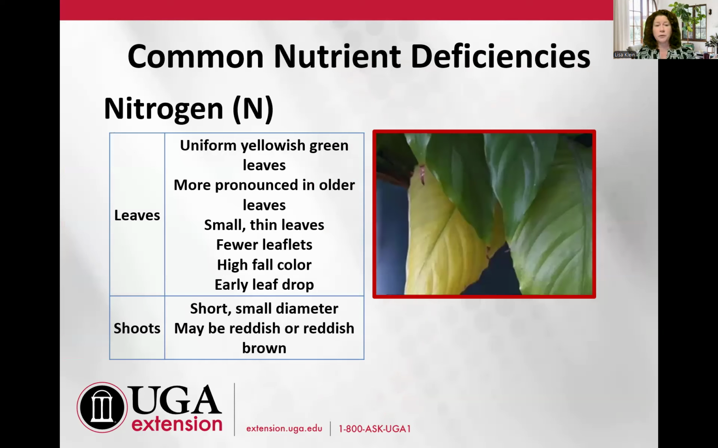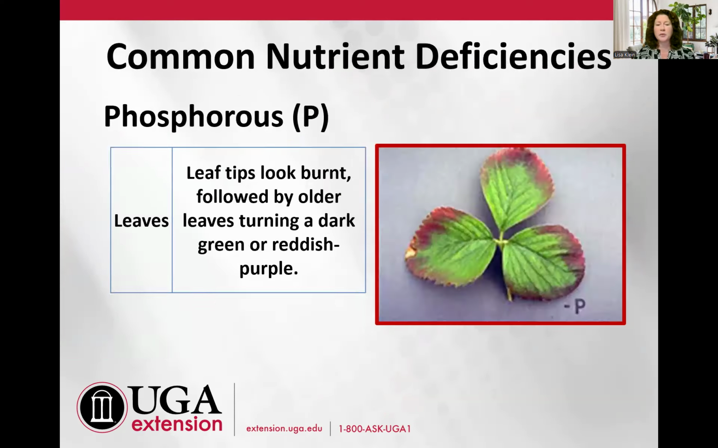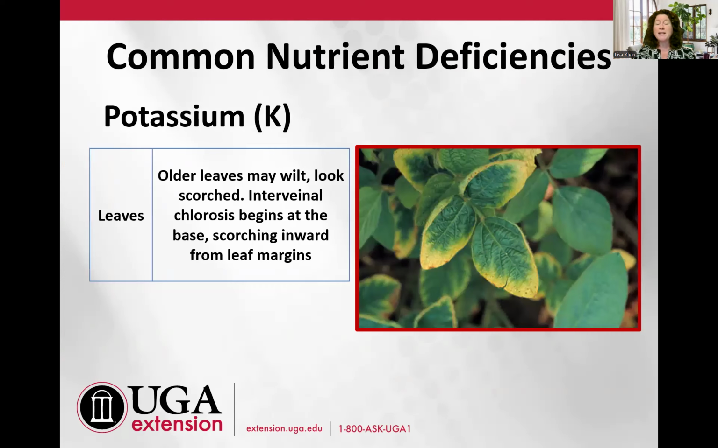Here, we're going to chug through this. Nitrogen is going to give you those yellow leaves. That is called chlorotic or chlorosis. And you're going to see maybe a little reddish or reddish brown. Phosphorus deficiencies: leaf tips are going to look a little burnt red, and you'll have older and darker leaves. Potassium, not red, but yellow, chlorosis.